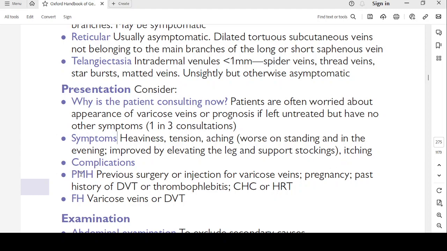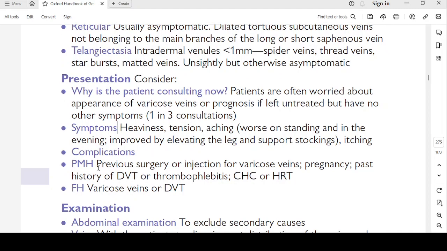Complications: PMH, previous surgery or injection of the varicose veins, pregnancy, past history of DVT or thrombophlebitis, CHC or HRT. So, combined hormonal contraceptives or hormone replacement therapy. Family history, varicose veins or DVT.